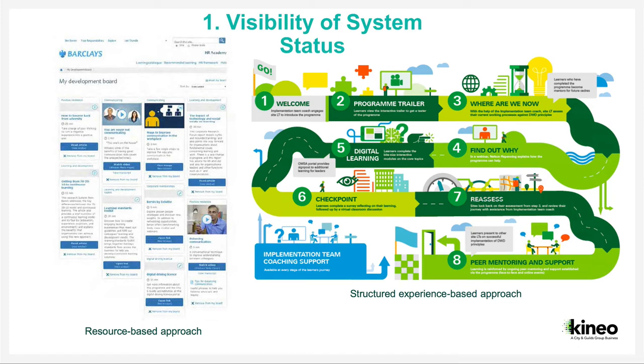With a structured approach, as on the right, where learners go through a progression, we use this visibility of system status through a progress bar, so that when someone logs in, they can see right at the top how far they've gone through the curriculum, and they can click on the exact spot where they left off to go precisely where they need to go. This good usability increases the likelihood that the learners are going to come here and use it in the future.